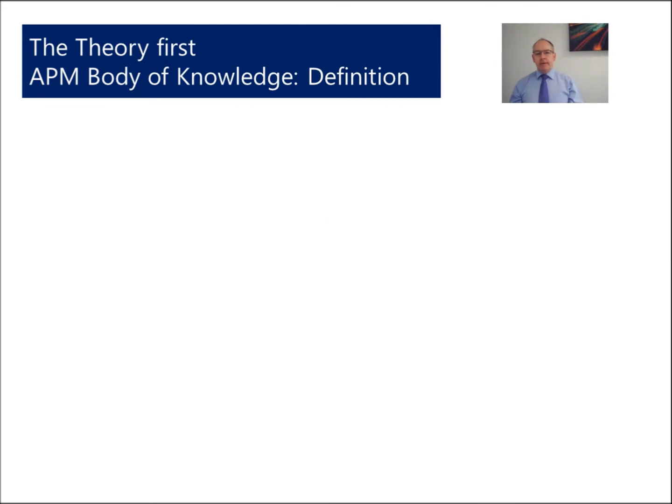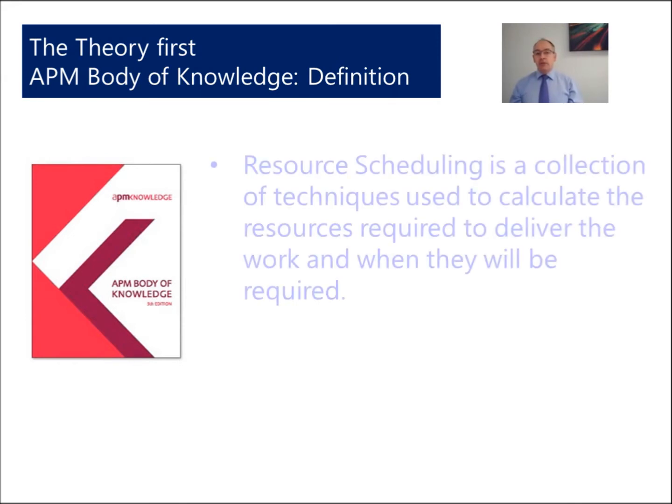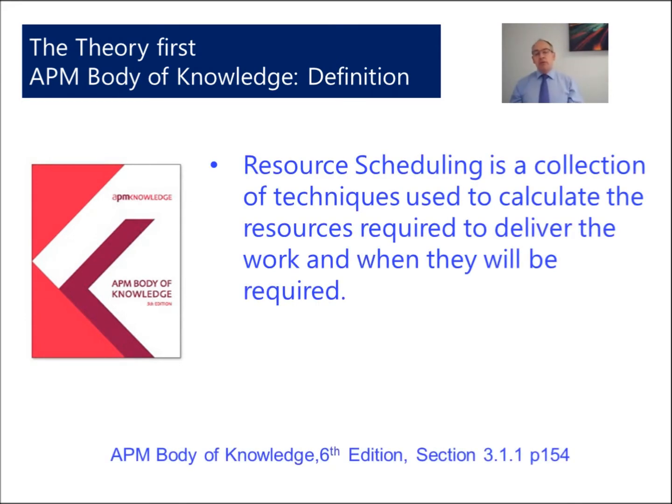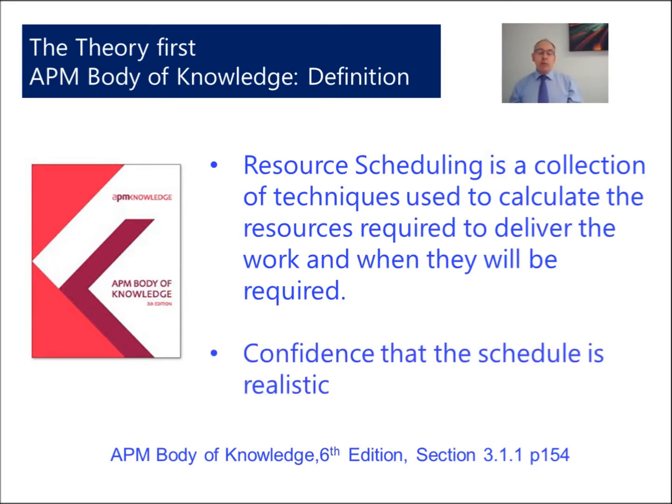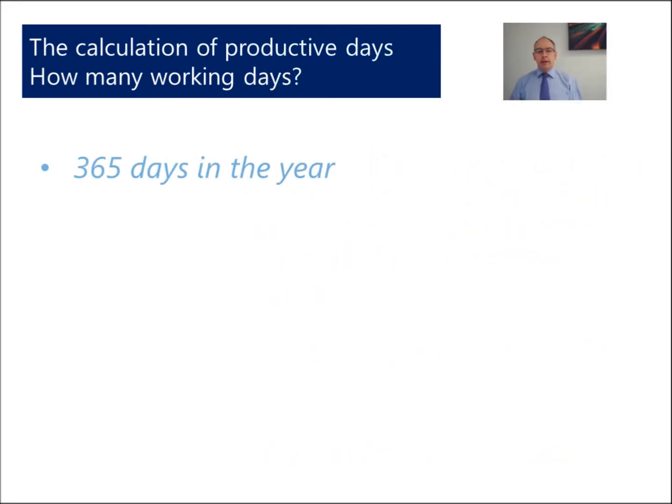First, let us look at the theory. Now, in the Association for Project Management Body of Knowledge, the 6th edition, it identifies that resource scheduling is a collection of techniques used to calculate the resources required to deliver the work and when they'll be required. And it goes on to make the point that we have to have confidence that the schedule is realistic. So if we know the number of productive days, that helps give confidence that we know we have the right number of resources. First, let us work out the number of working days.